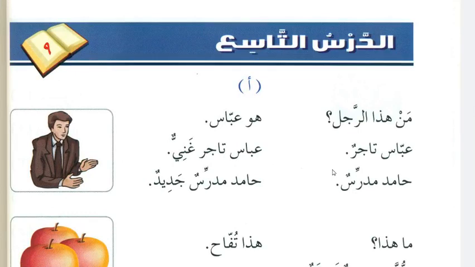Andarsu taase, ninth lesson. Man hazar rajul. So you see, I am joining zal with ra. Man hazar rajul. Who is this man? Huwa Abbas. He is Abbas. Abbasun tajirun. Abbas is merchant. Abbasun tajirun ghaniyun. Abbas is a rich merchant.